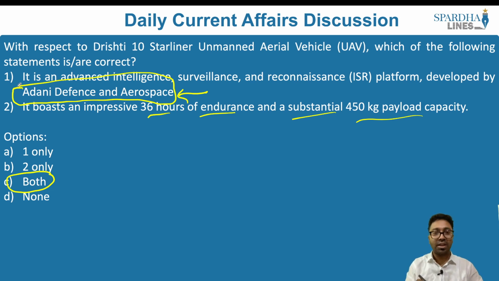So this UAV has an endurance of about 36 hours. What do we understand by this? On a full charge, this unmanned air vehicle will be able to fly and collect information, assisting the surveillance and reconnaissance in that particular area for as much as 36 hours on one single charge, and it has a substantial payload of about 450 kgs. These are important factors from the preliminary examination point of view.